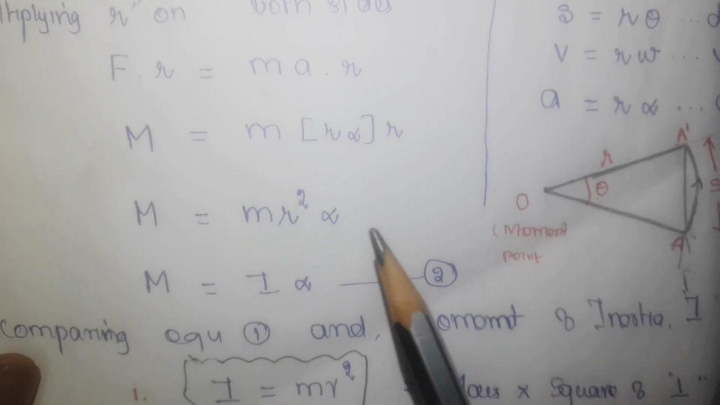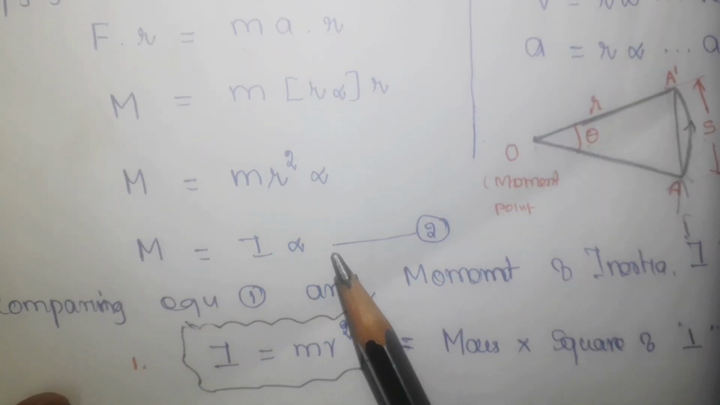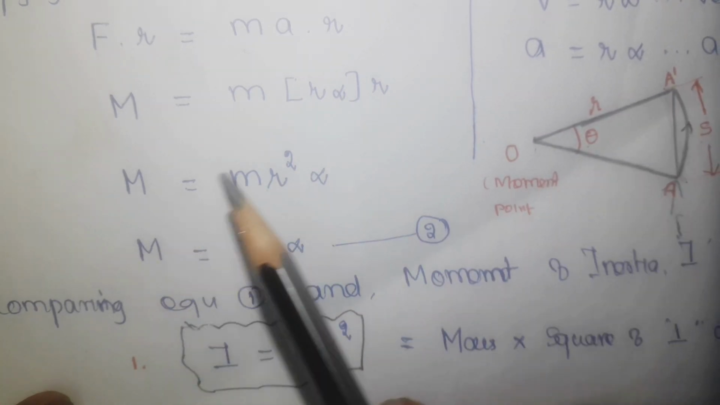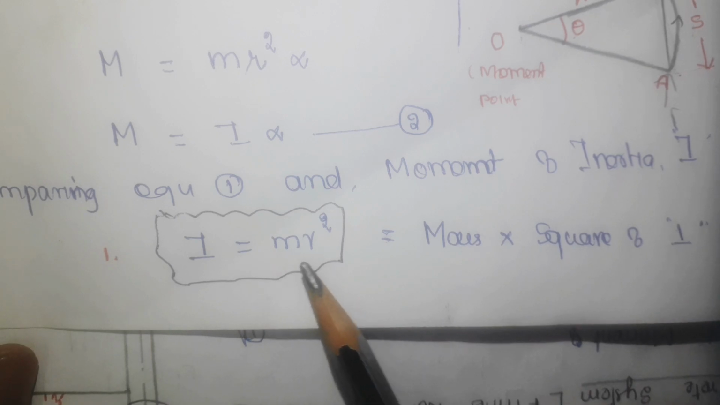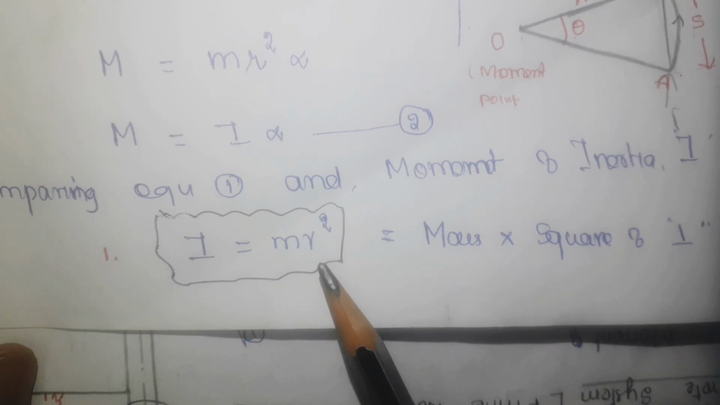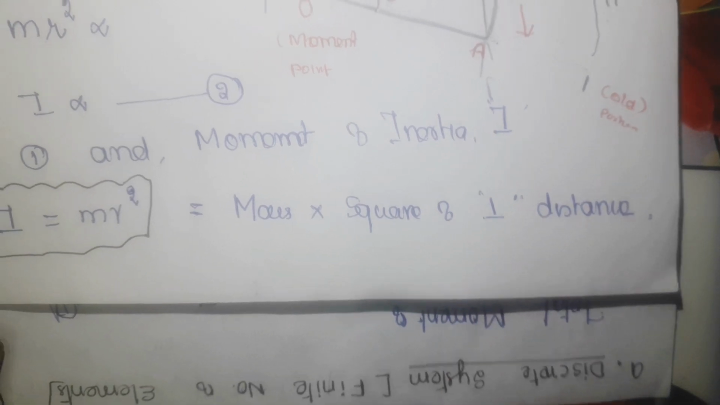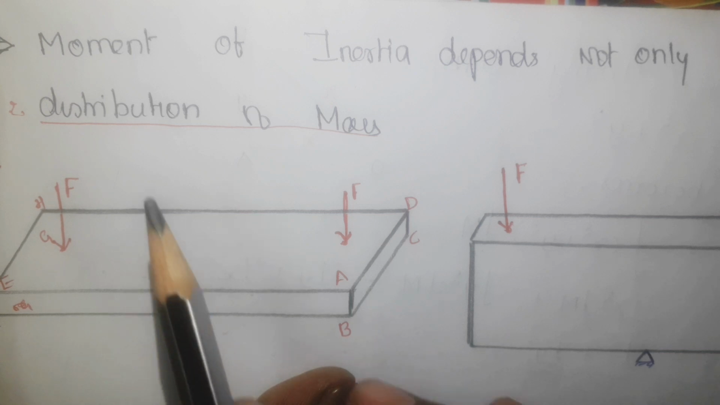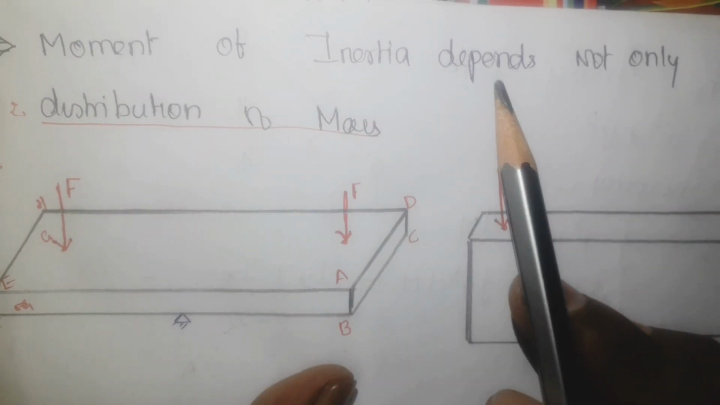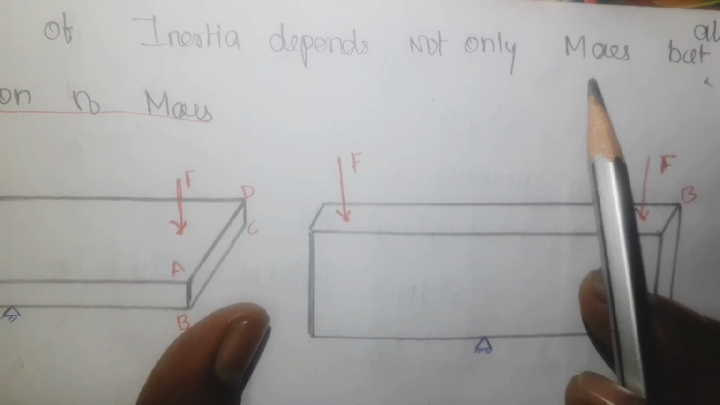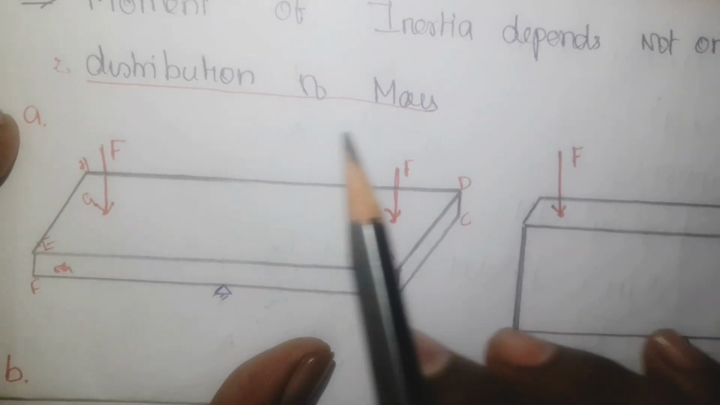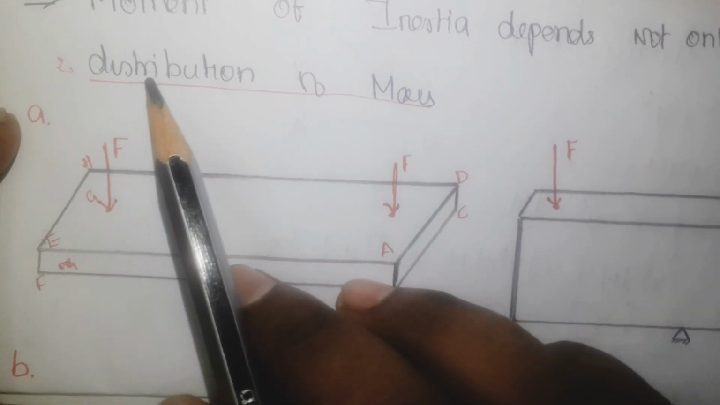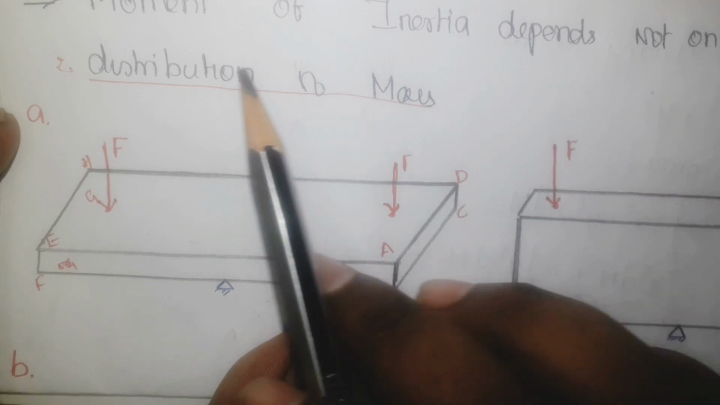Okay, clear? And moreover, this equation is not only mathematically derived, but it is verified through experiments. So it is an accepted equation, where I equal to m R square, where m represents mass and R represents the perpendicular distance. Next important thing is moment of inertia depends not only on mass but also on the distribution of mass. The second important piece of knowledge is this one, distribution of mass.